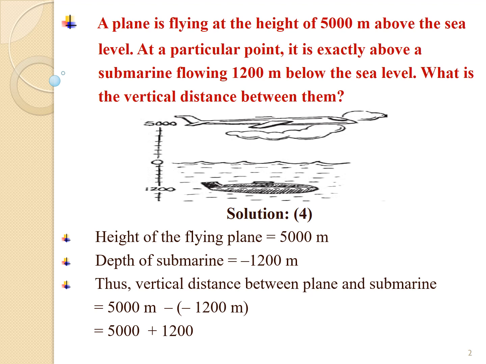Now, adding 1200 to 5000, we get 6200. Thus, the vertical distance between plane and submarine is 6200 meters.